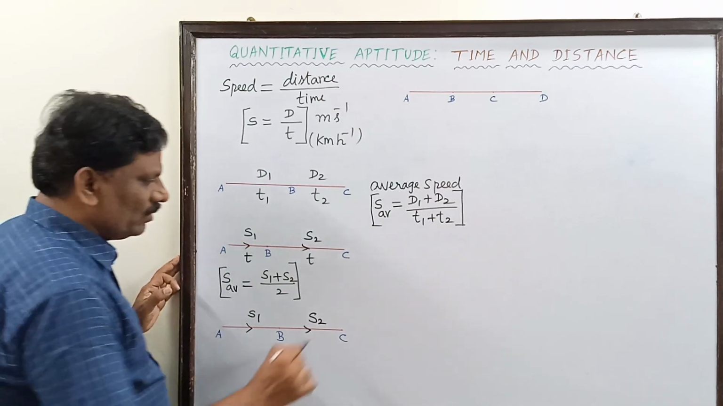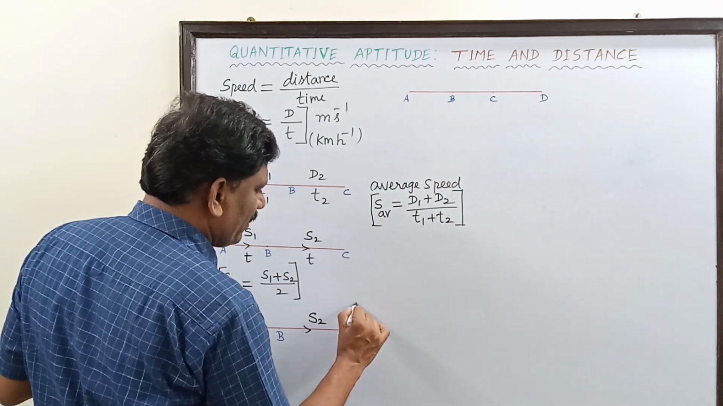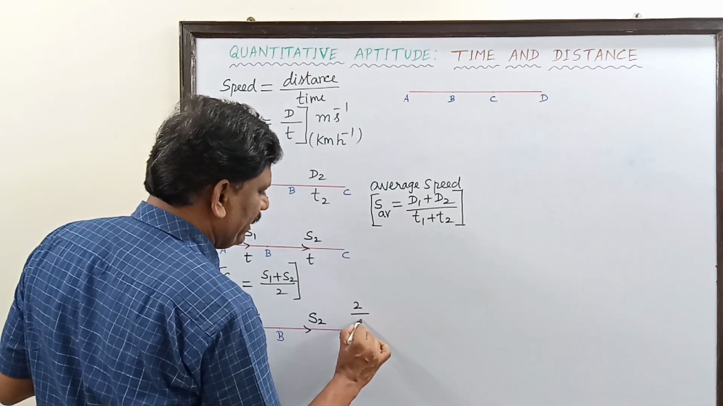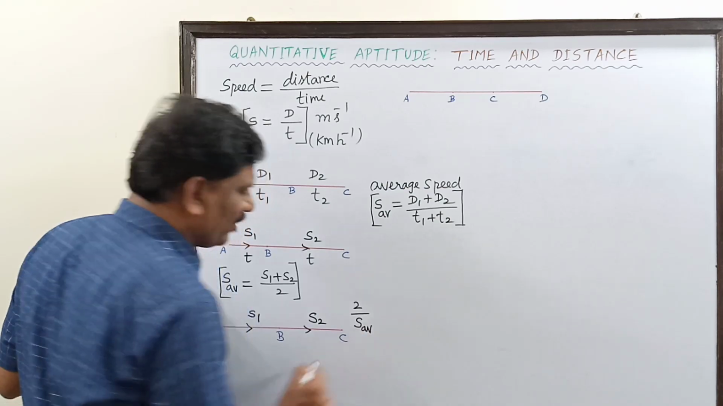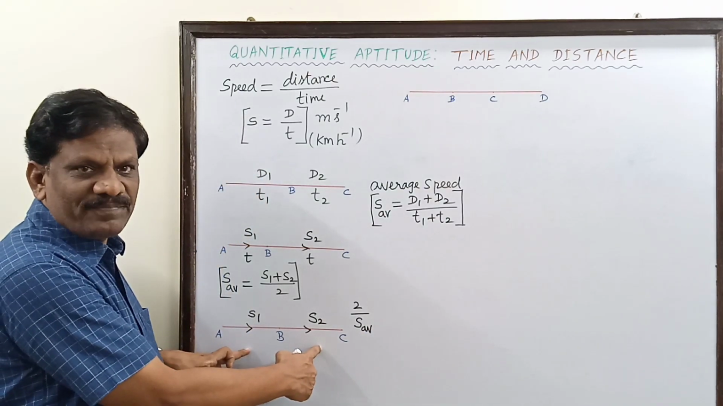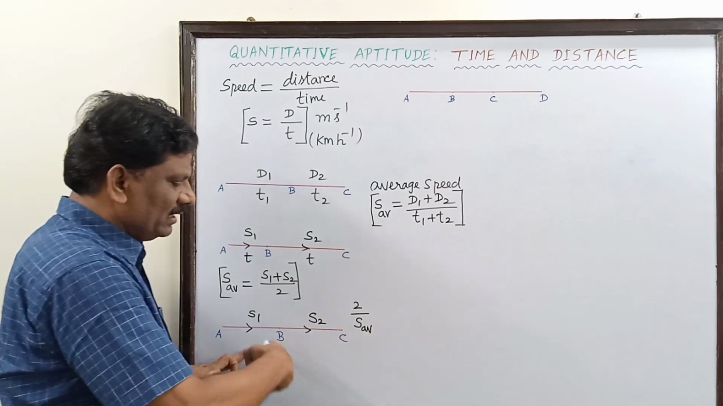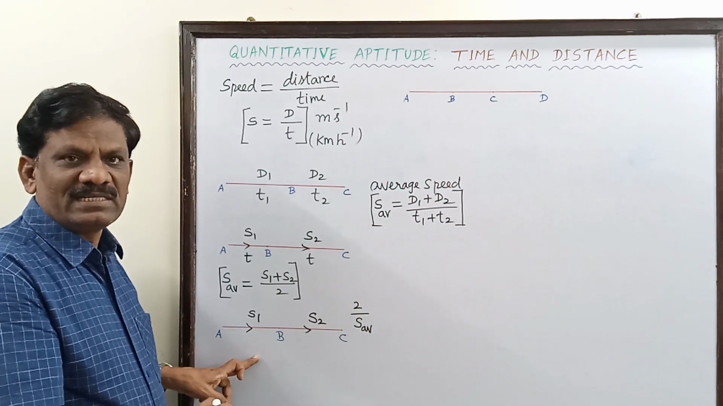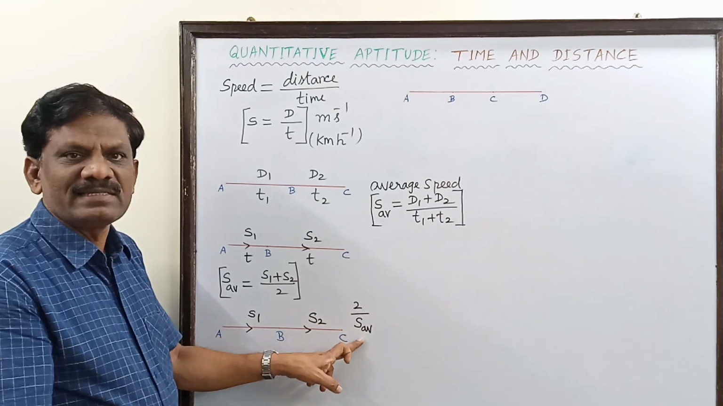So for that, now I will take like this, 2 divided by the average speed. This is the formula I have to remember, because I have taken 2 halves. Suppose 3 parts, 3 equal parts of the distance, means here 3 divided by S average.